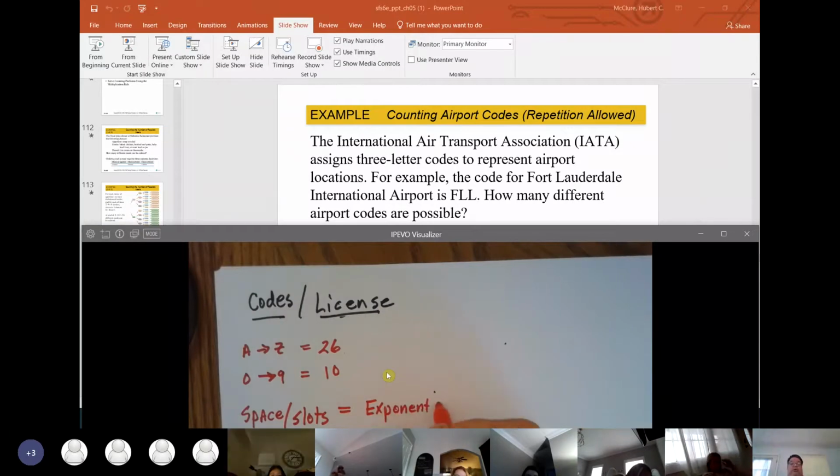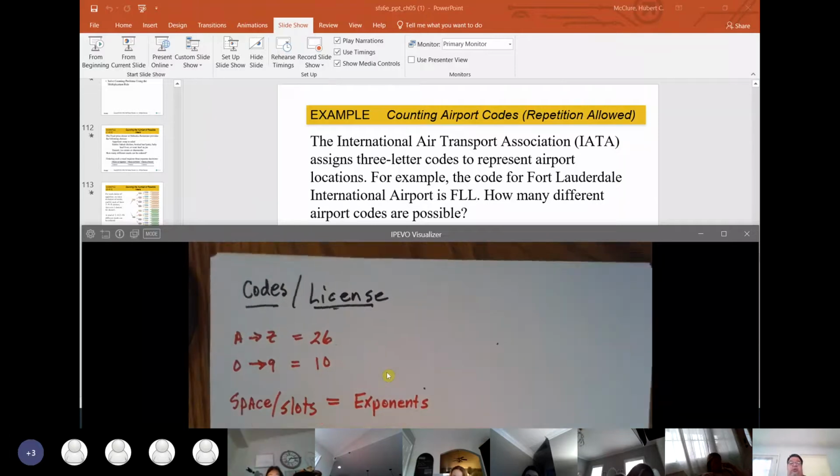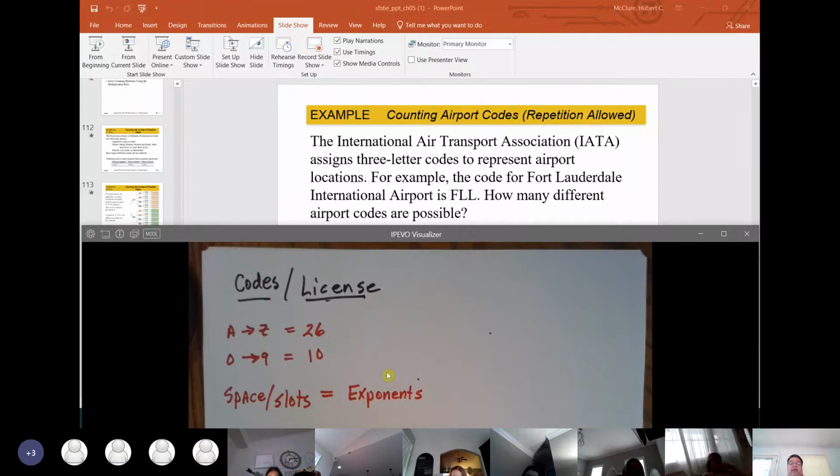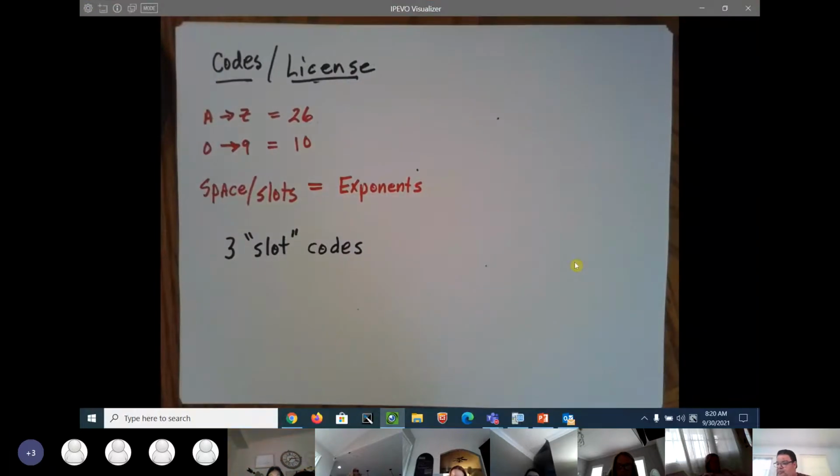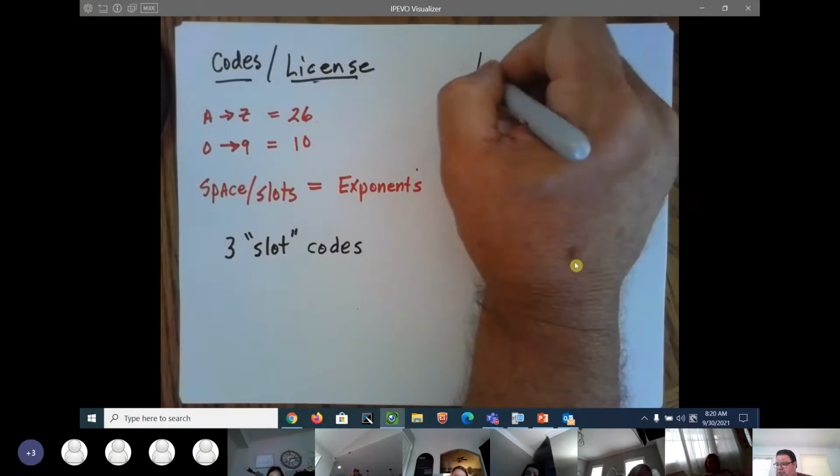Okay, so let's read this question and see what it says. The International Transport Association assigned 3-letter codes. So that would be 3 slot codes. Now, why did I say 3 slot? Because there's 3 letters in the code, like LAX. LAX is Los Angeles Airport.